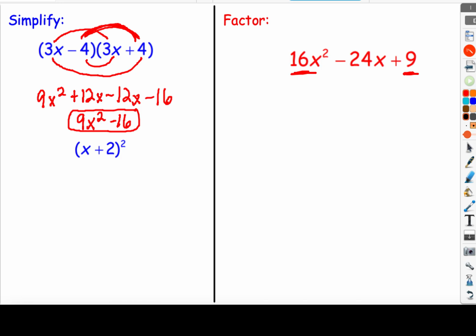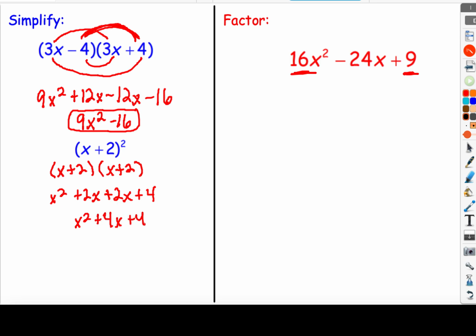Well, if we had the same idea, only this time both of them were addition, the same idea that we've got an x and an x and a 2 and a 2. If I FOIL that, again, I'm going to get x squared. On the outside, it's a 2x. Inside, it's a 2x. And lastly, it's a 4, a 2 times 2. This time, the middle two terms are exactly alike, however. So basically, they just double.